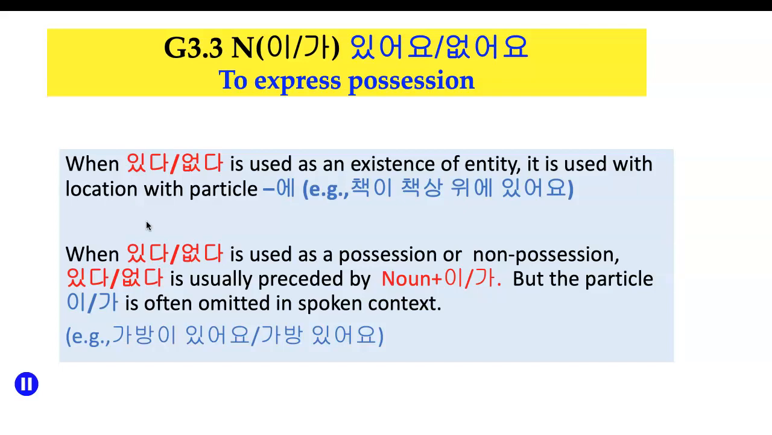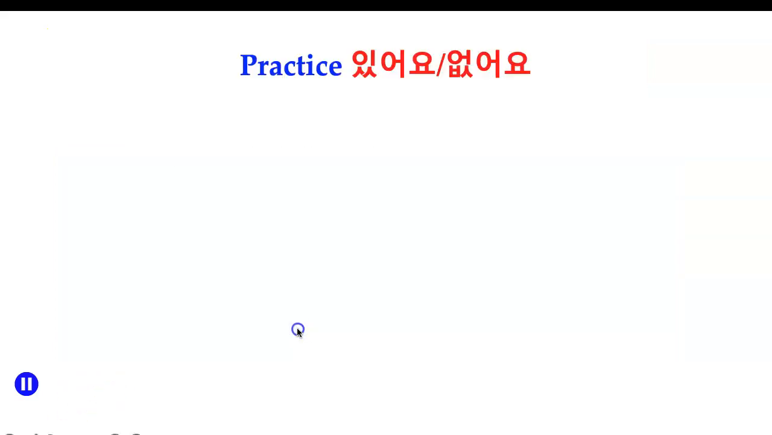When 있다, 없다 is used with possession or non-possession, it is usually preceded by a noun with 이/가. 책이 있어요. 가방이 있어요. 책상이 있어요. But the particle 이/가 is often omitted in spoken context. So you can say 가방이 있어요 or 가방 있어요, where the subject particle 이/가 is dropped. Normally in spoken context, many people just omit the particle 이 or 가.